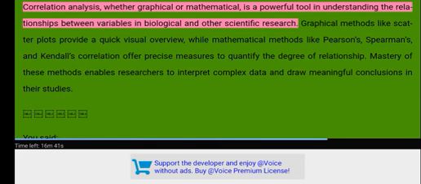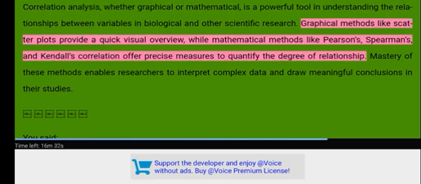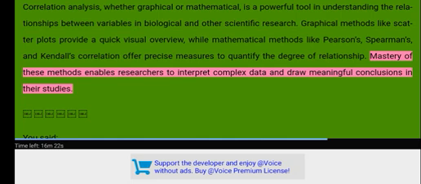Conclusion. Correlation analysis, whether graphical or mathematical, is a powerful tool in understanding the relationships between variables in biological and other scientific research. Graphical methods like scatter plots provide a quick visual overview, while mathematical methods like Pearson's, Spearman's, and Kendall's correlation offer precise measures to quantify the degree of relationship. Mastery of these methods enables researchers to interpret complex data and draw meaningful conclusions in their studies.